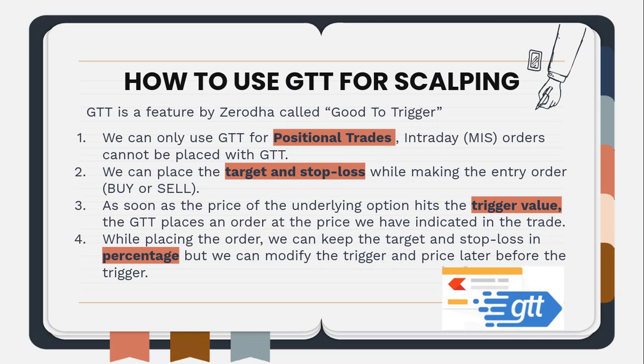While placing the order, we can keep the target and stop loss in percentage. That's not absolute values, that will be in percentage. But if we want to modify the values, we can modify the trigger price and the price of the underlying option later, but just before it triggers.